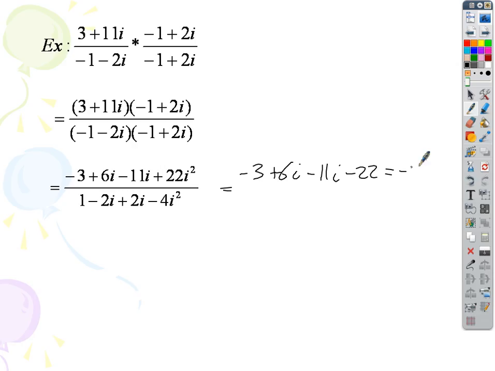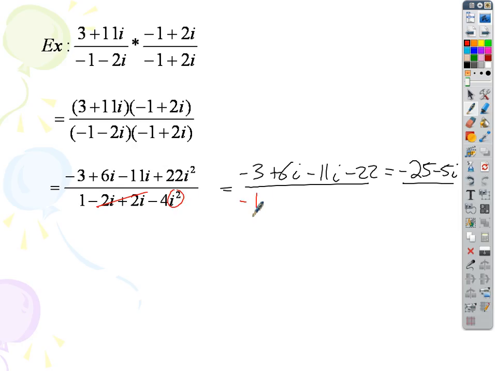When I FOIL the bottom out, because these are complex conjugates, look what happens here. First times first gives me 1. Outside gives me negative 2i. Inside gives me positive 2i. And the last term is negative 4i squared. Every time you do that, the outside and the inside are going to cancel. That's why we did it. So those i terms go away. i squared is negative 1, so on the bottom I just get 1 plus 4. Oh, sorry, positive 1, not negative 1. So 1 plus 4 gives me 5. Okay, and now I can just divide it out.